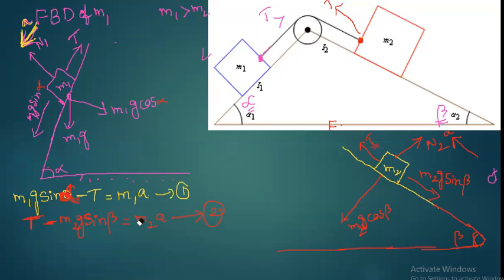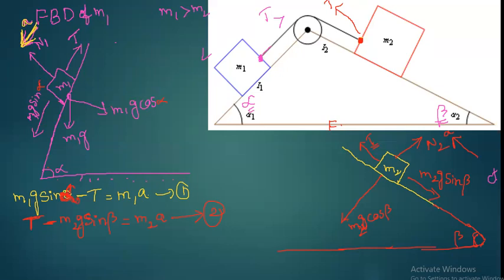Now what we have to do? We have to solve these two equations. What are the two equations we have? Equations 1 and 2, in which the two variables are T and A. We have to eliminate one variable, so that if you add these two, T gets eliminated, and we can easily get the value of A.